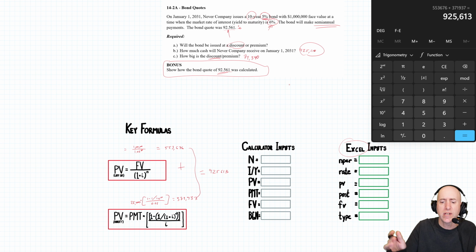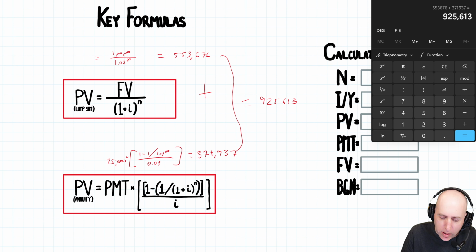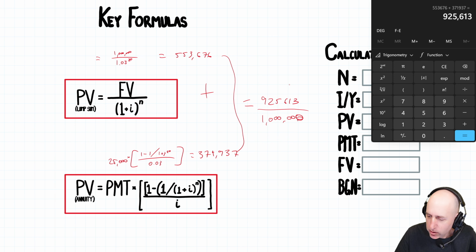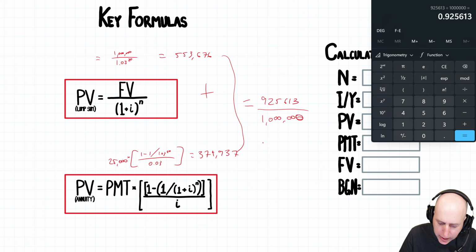Now, in terms of the bond quote, we divide that number by the face value of the bond. And remember, the bond quote is a percentage. So divide that by 1,000,000, and we get 0.925613, and we state it this way, 92.5613, and you can see that does in fact match.